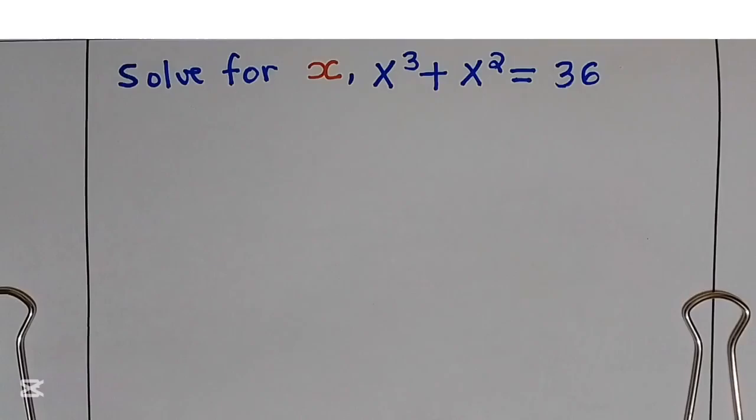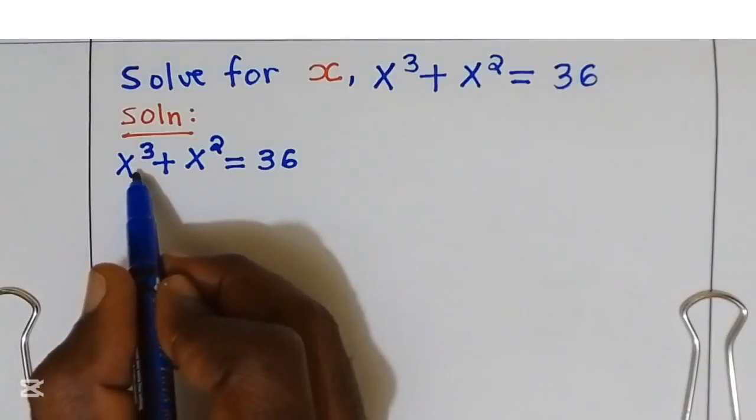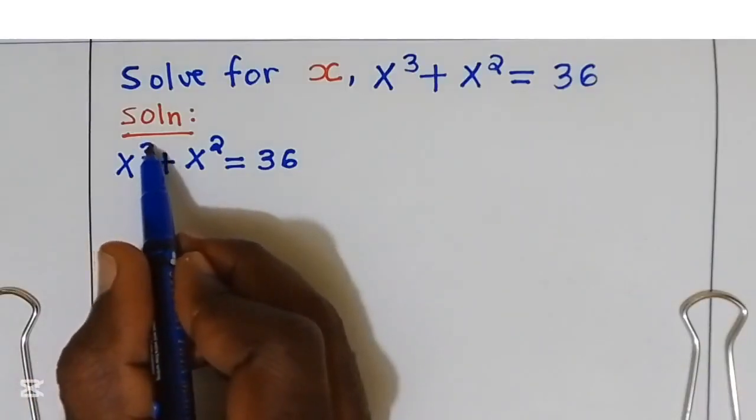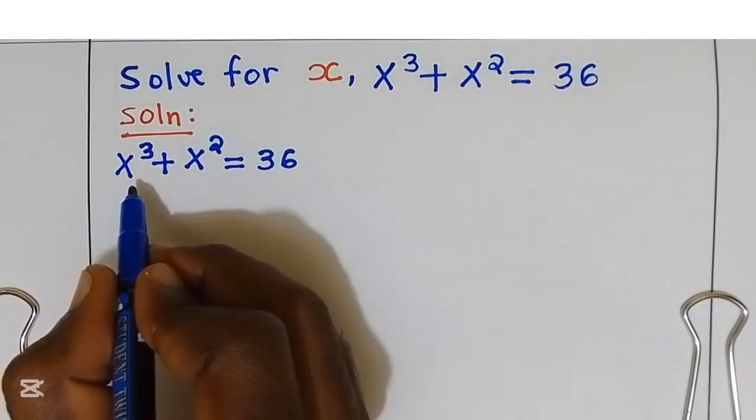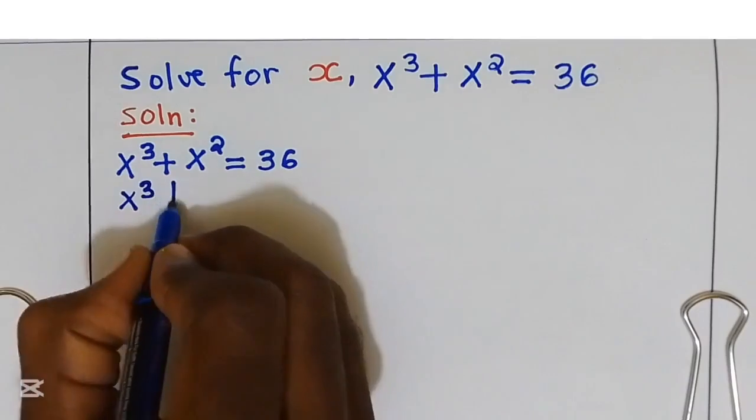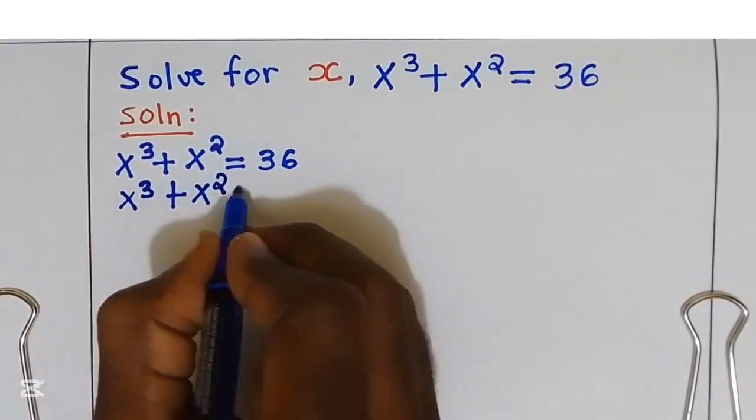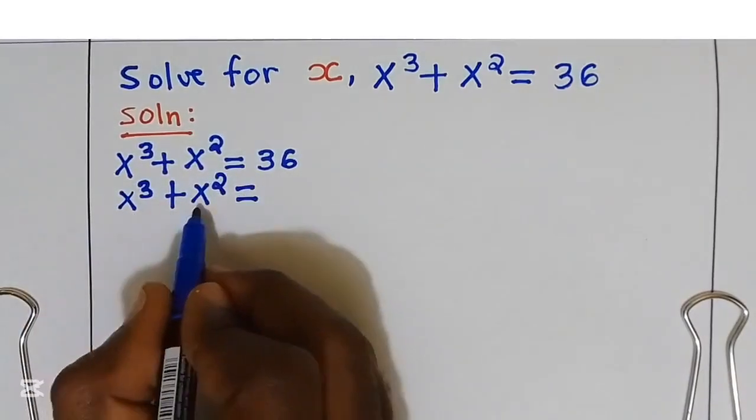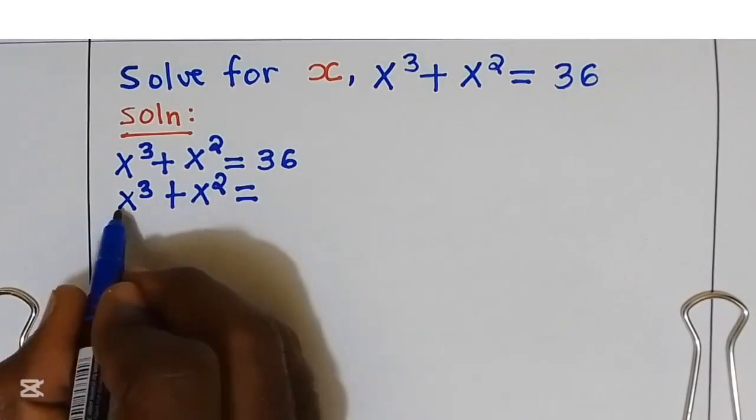We have an equation here. We need to solve for x. Since our equation has a power of 3, it has 3 roots. Let me show you the easier way to find the first root. x cubic plus x square. The first term and the second term have the same base of x.